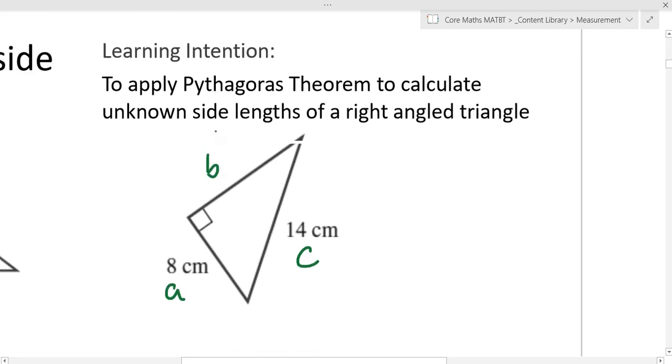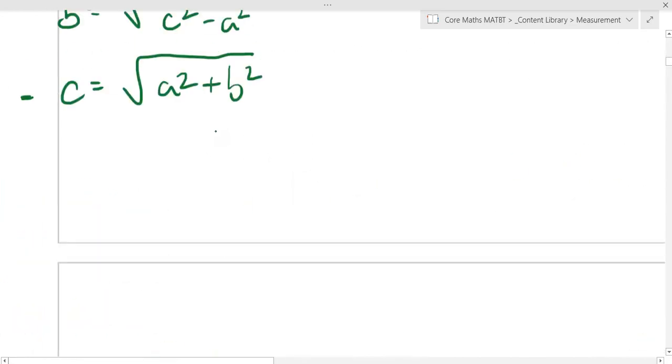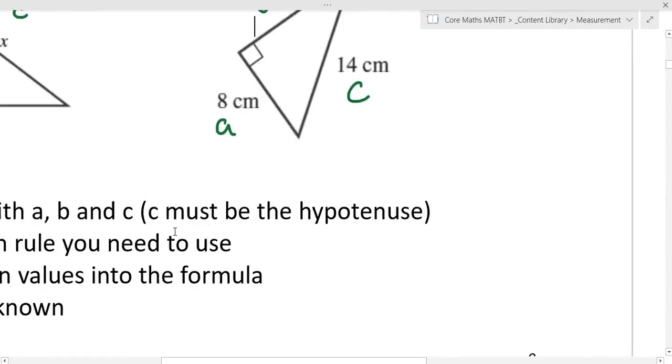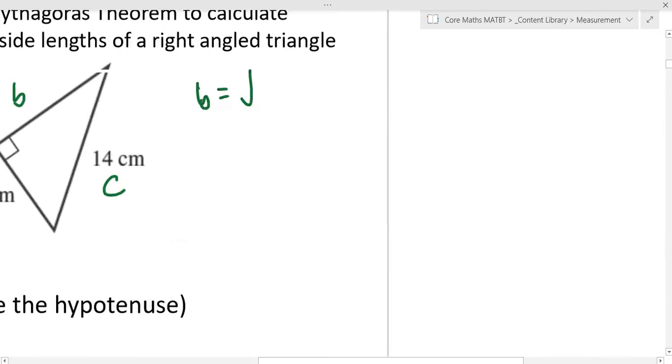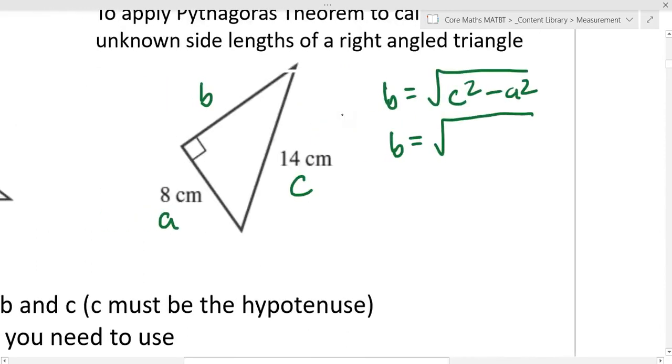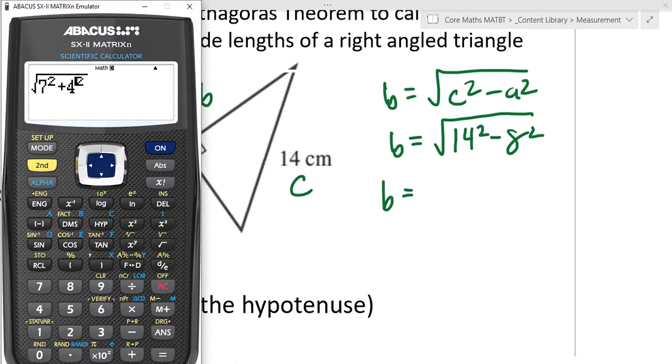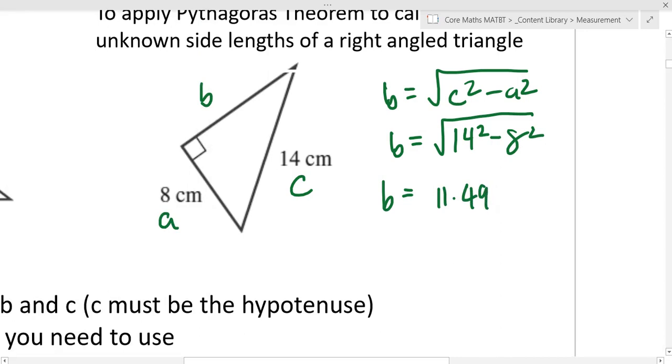Okay, so which side is missing? B. So that means we use our B formula, which is this one here. For B, it's going to be the square root of C squared minus A squared. Putting that in, it's going to be 14 squared, take away 8 squared, and therefore B is equal to, so I'll just change these numbers, so this is 14, and this is minus, so watch out for it, it's minus, and that's 8, which equals 11.48, we can round it up to 11.49. Okay, centimeters. It's just centimeters.